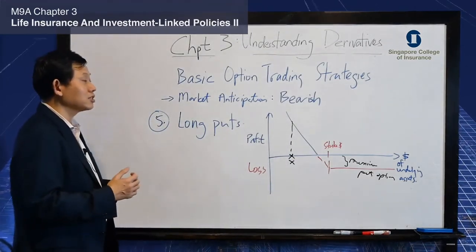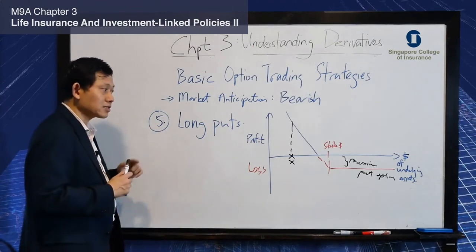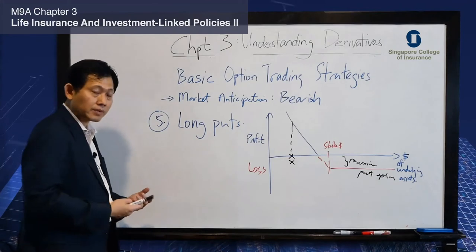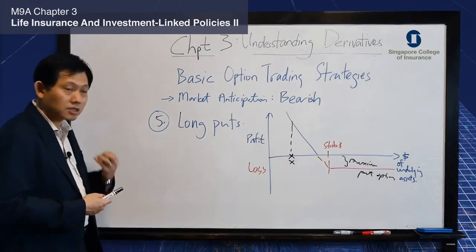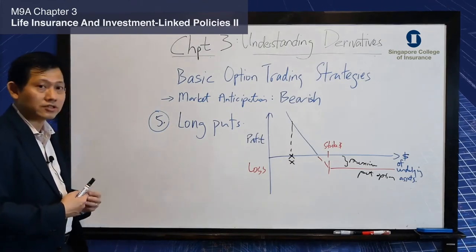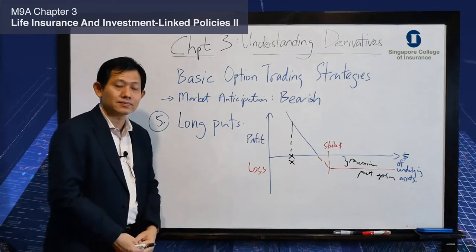Now, this strategy, as simple as it looks, allows an investor to profit from a falling market. This is one very huge advantage which the derivative contract can achieve, whereas a traditional investment product cannot achieve.